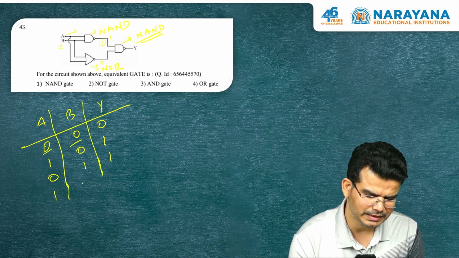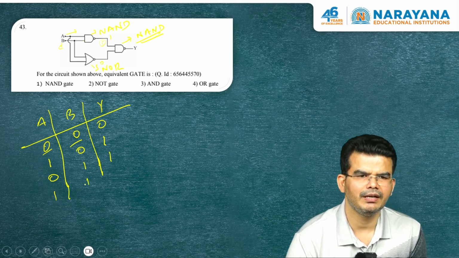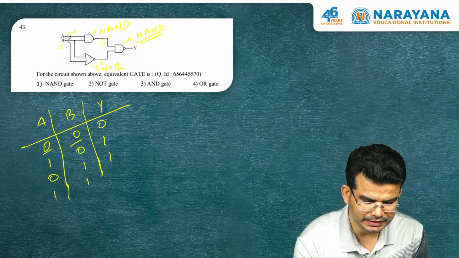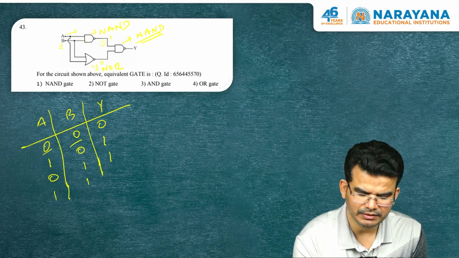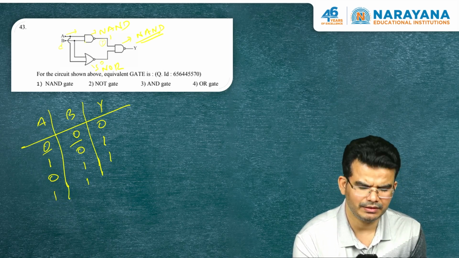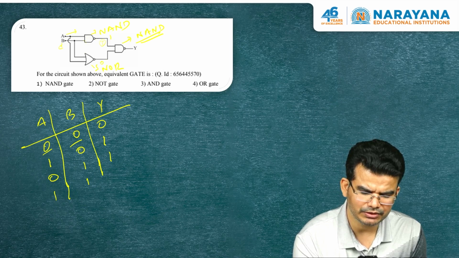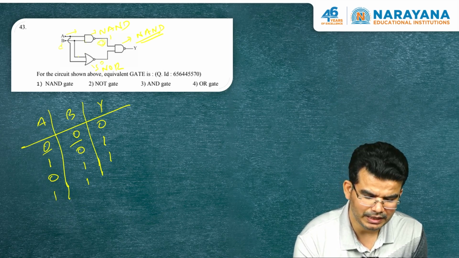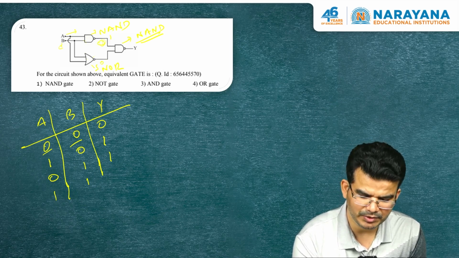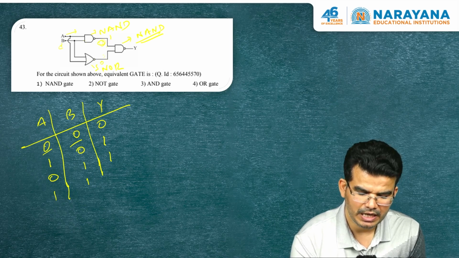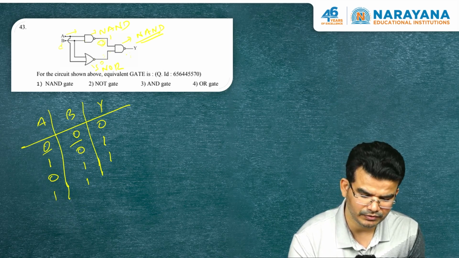Let us check the last case. A is 1 and B is 1. So 1 into 1 is 1, and this is NOT gate, so it will become 0. Here 1 and 1, 1 plus 1 is 1, but because of NOT gate it will become 0. Now 0 and 0, 0 into 0 is 0, but because of NOT gate you will get 1.